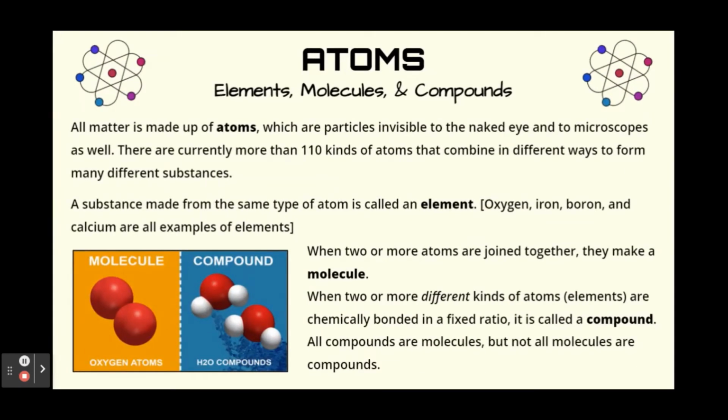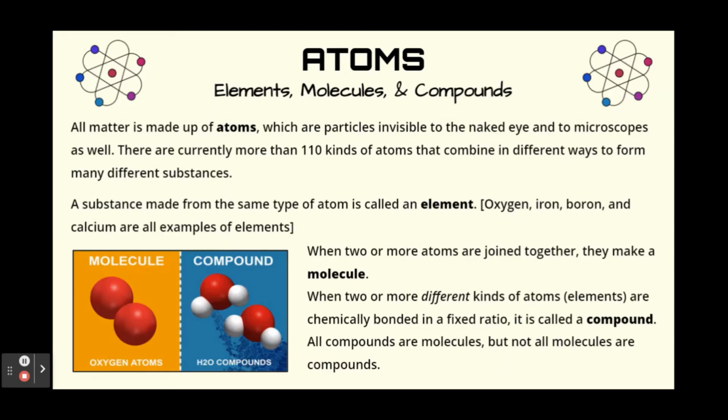Next, we have atoms, elements, molecules, and compounds, and those vocabulary words. So all matter is made of atoms, which are particles invisible to the naked eye and to microscopes as well. There are currently more than 110 kinds of atoms that combine in different ways to form many different substances. So a substance made from the same type of atom is called an element. So we have oxygen, iron, boron, calcium, fluorine, neon, hydrogen, many examples. And together all those elements make this table called the periodic table of elements, which we'll talk about later.